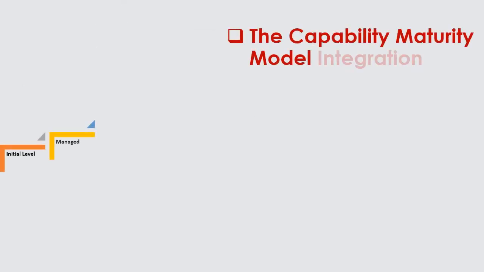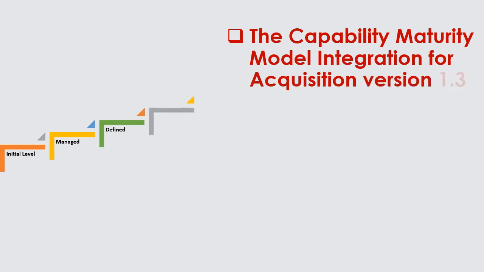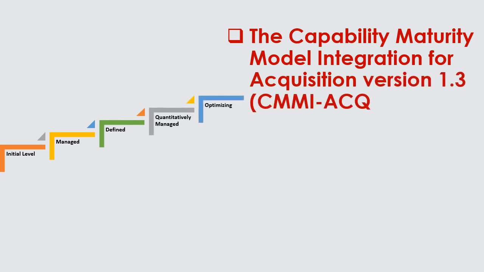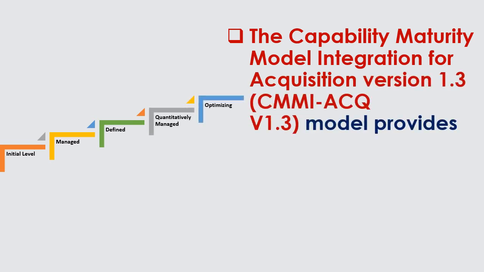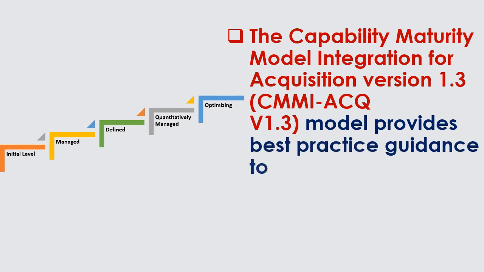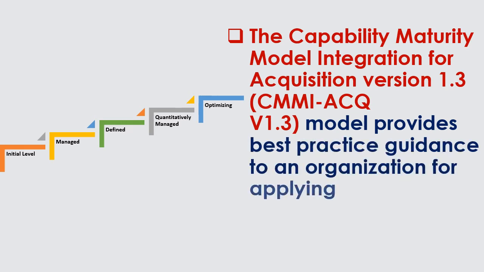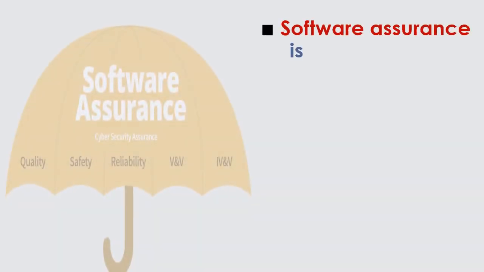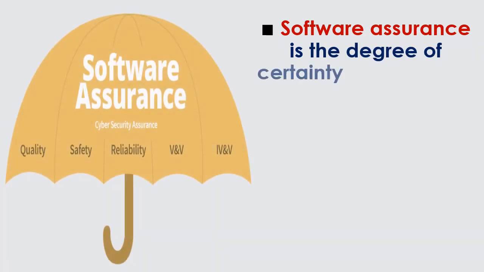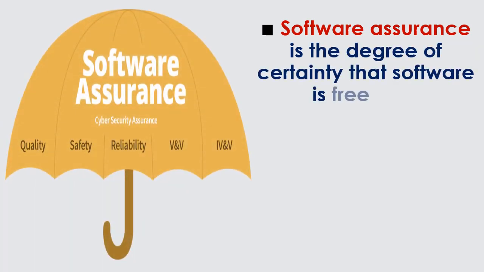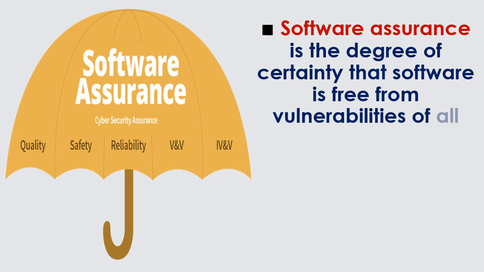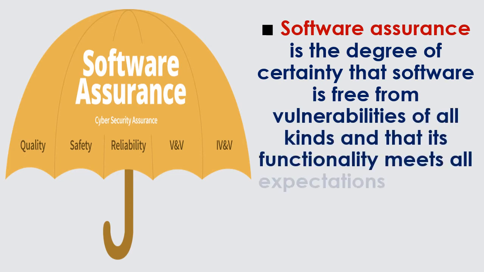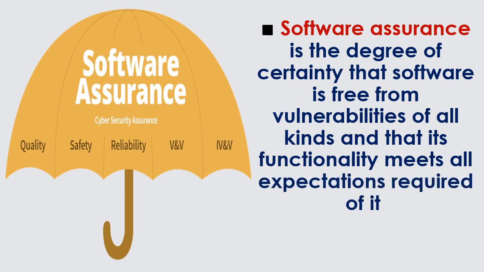The Capability Maturity Model Integration for Acquisition, version 1.3, provides best practice guidance to an organization for applying CMMI when acquiring products and services. Software assurance is the degree of certainty that software is free from vulnerabilities of all kinds and that its functionality meets all expectations required of it.